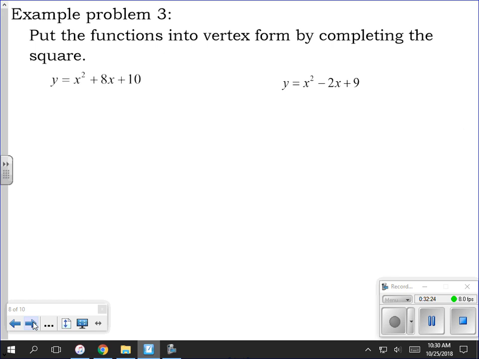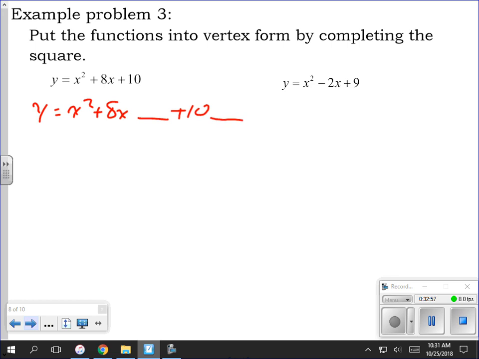Rewriting it in vertex form by completing the square is nearly the same thing. I think it's actually a step or two less, but it's nearly the same. Your first step is to not move the 10 to the other side. You just move the plus 10 over, leaving a blank space. Y equals x squared plus 8x blank plus 10 and blank.